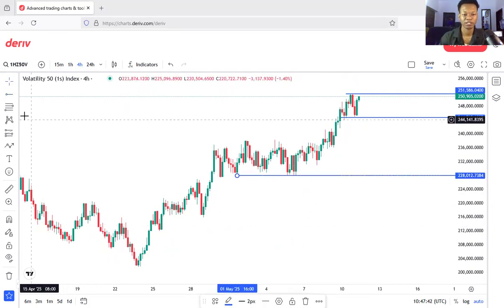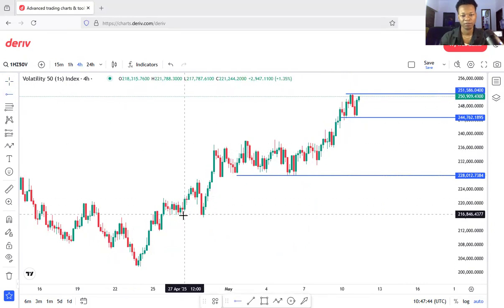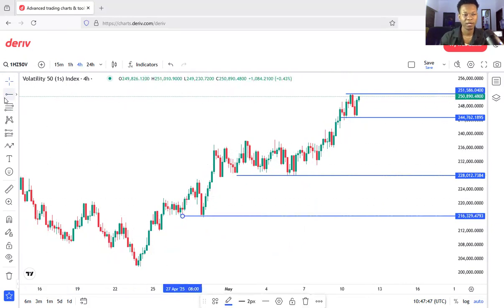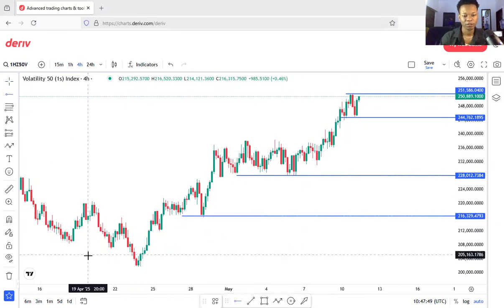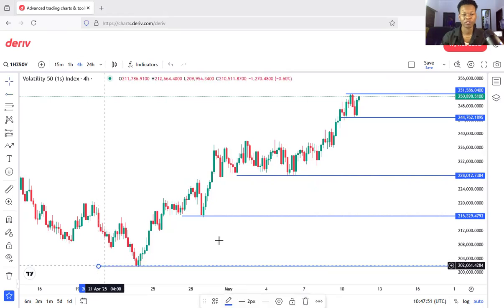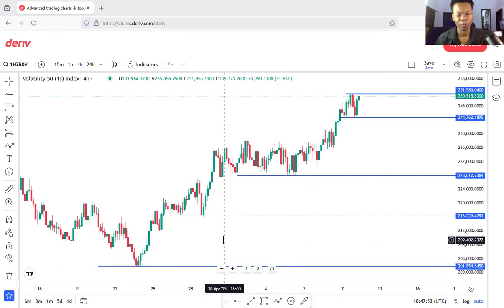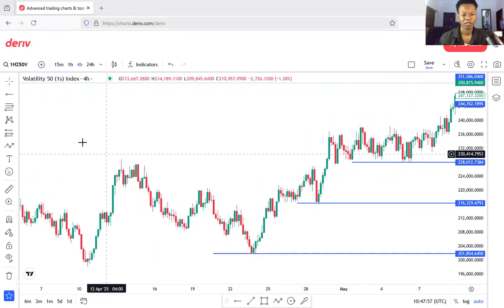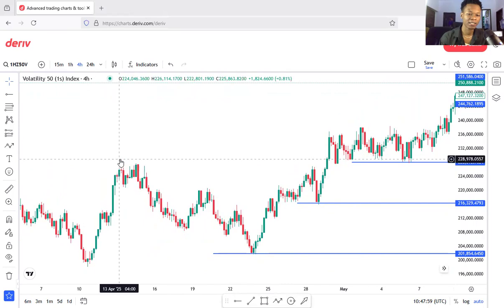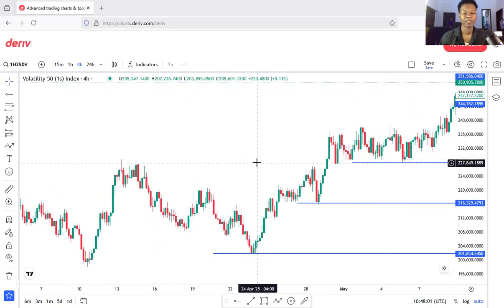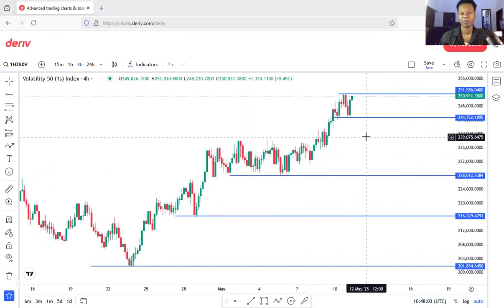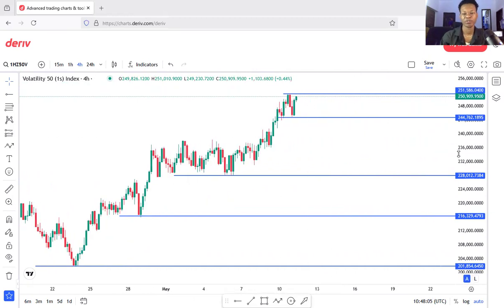So we're having this low, we're having this low, and we're having this low. So why am I marking out the lows? Like I told you, if price is going upwards, you'll be marking out the lows. If price is going downwards like this, you notice I'll be marking out the highs. So those are my interest zones. So now I'm marking out the lows because price is going up.